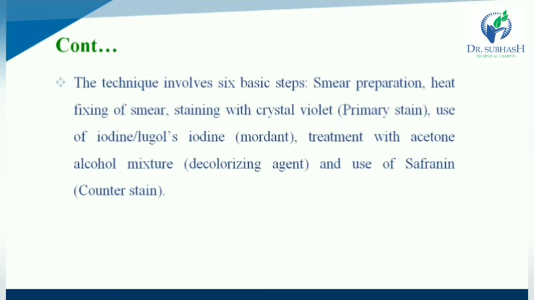So in this technique, there are basic 6 steps. First one is smear preparation. After smear preparation, heat fixing of the smear is required. After heat fixing, staining with crystal violet, which is called the primary stain. After staining, use iodine solution, which acts as a mordant. After that, treatment with an acetone alcohol mixture, also called the decolorizing agent, and last one is staining with safranin, which is also called the counter stain.